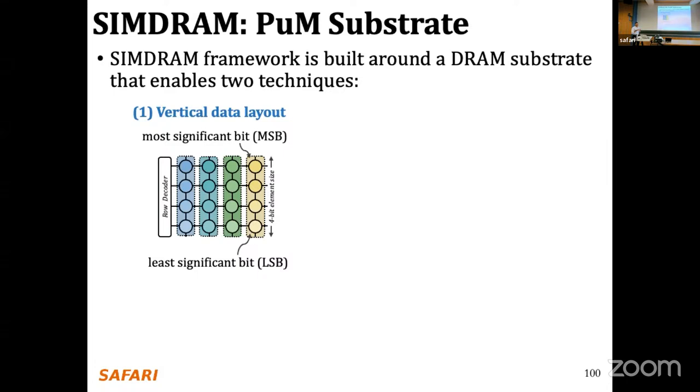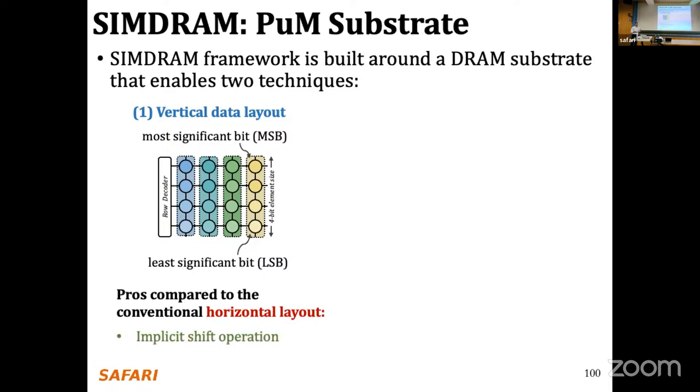And for you to propagate the carry from one iteration of the ripple carry adder to another, all of the elements are placed in the same column. They share the same column, right? So now you can simply use row clone to move the data inside the column and propagate that carry for that particular adder operation. So this is why we are using this vertical data layout here for SIMDRAM, because now you can do implicit shifting operations. Shifting now means just row clones for different row indexes here.